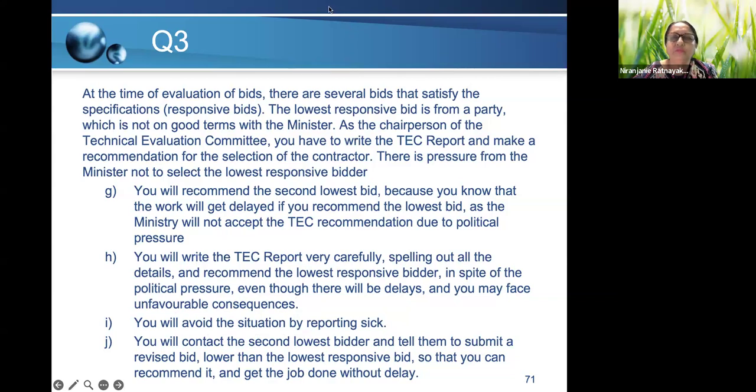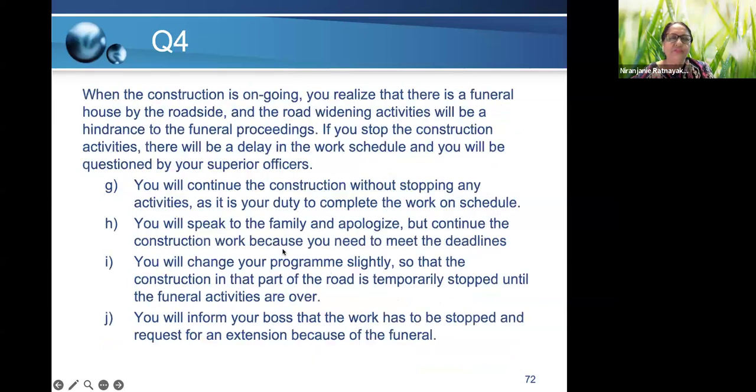Okay, you have 14. H. Right. Yeah, so it is H. You should not be bending your decisions based on political pressure. Right? Because we have to work with our conscience. So that's H. Okay, thank you. Next one.